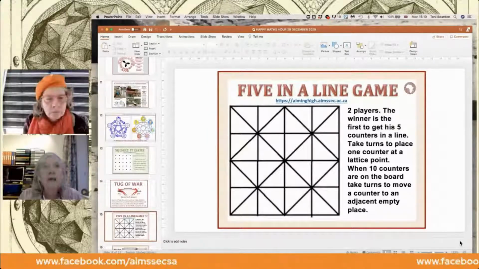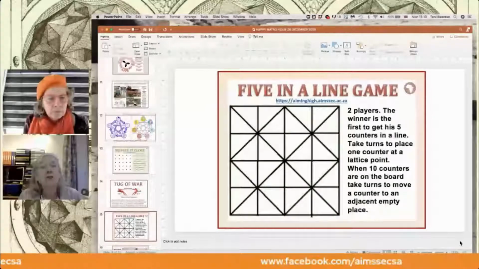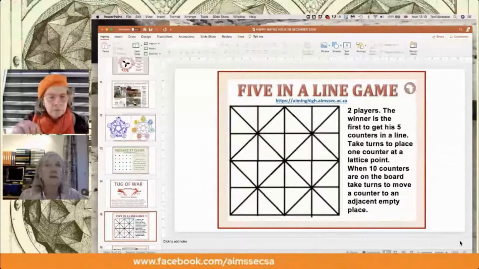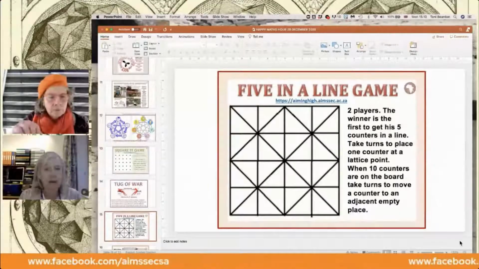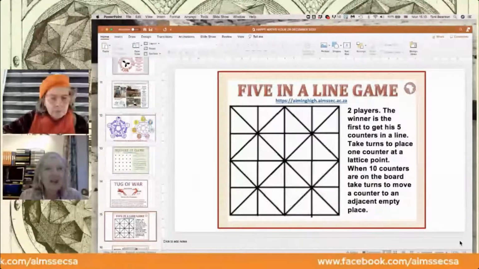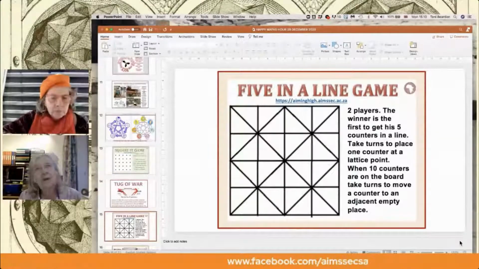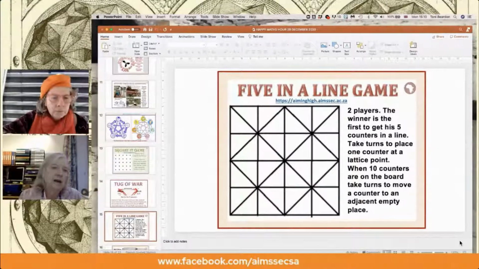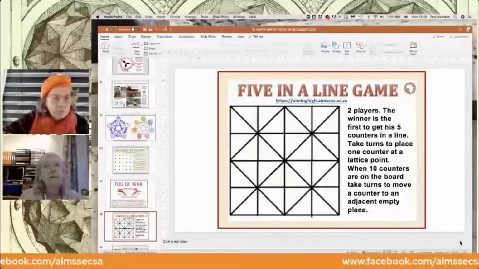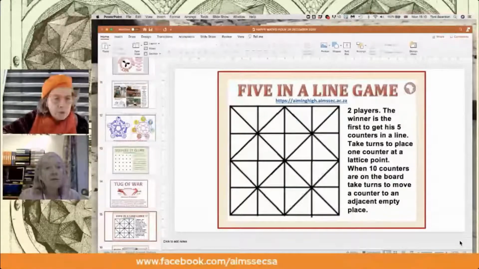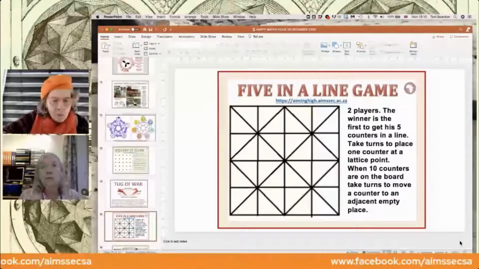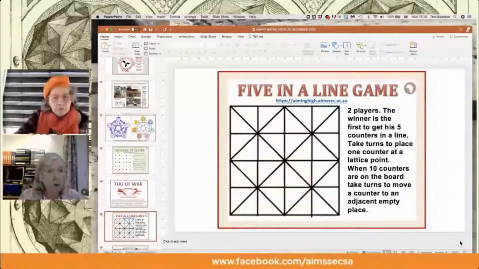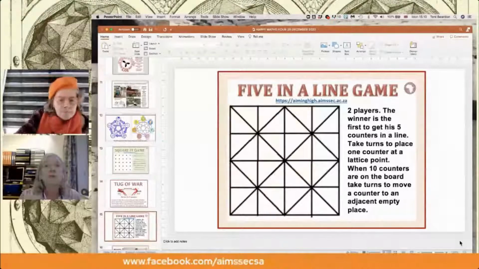And there is a board which is marked out again with 25 points, but these points are joined up with lines now. Lines at an angle, as well as lines across parallel to the edges of your sideboard paper. And you take it in turns. You have 10 counters, 5 for each team or player. And you take it in turns to place one counter at a lattice point. That's a point, one of those 25 points.